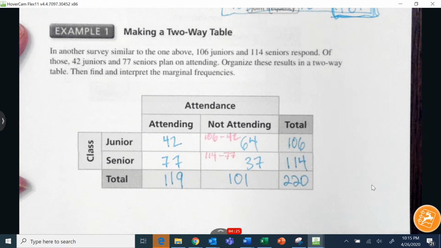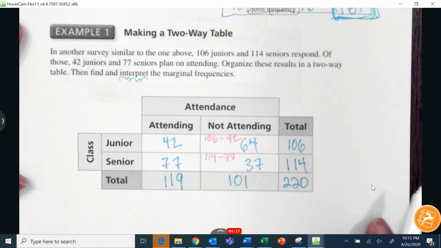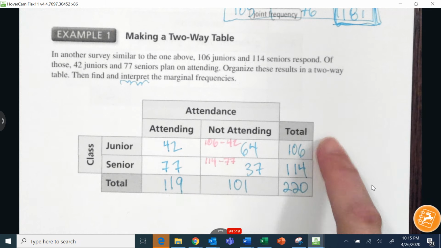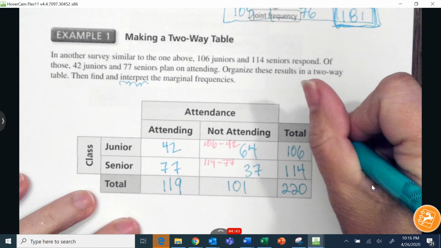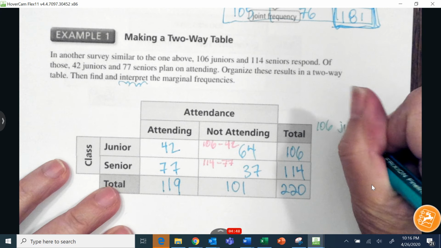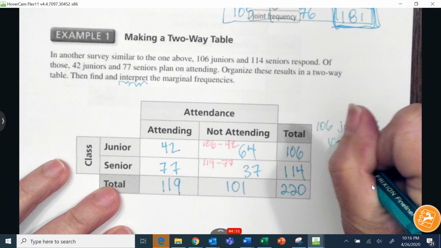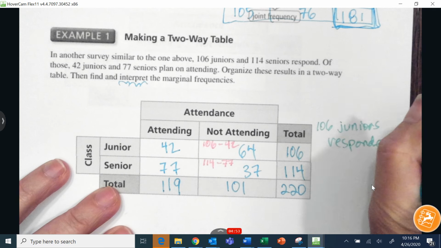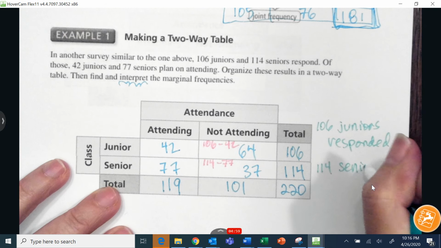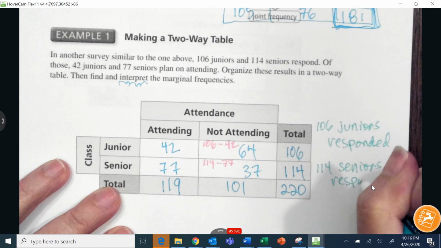So now this says find and interpret the marginal frequencies. So I found everything. Now I have to interpret. So I have to say what it means. So let's start with 106. So 106, that is the total juniors that responded. 114 is the seniors that responded.